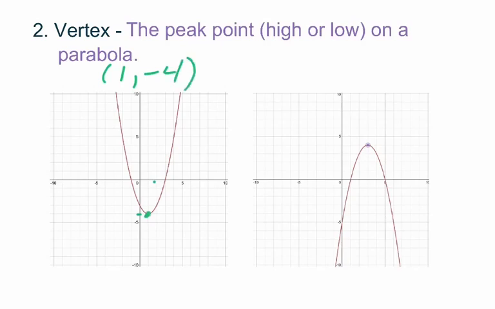And then on the second one, we've got, switching colors here, that vertex marked pretty clearly too. So the vertex there is going to be at 3 and then 4. So basically a 3, 4 vertex. And we're just looking for the peak point. Vertex literally means peak on your parabola.